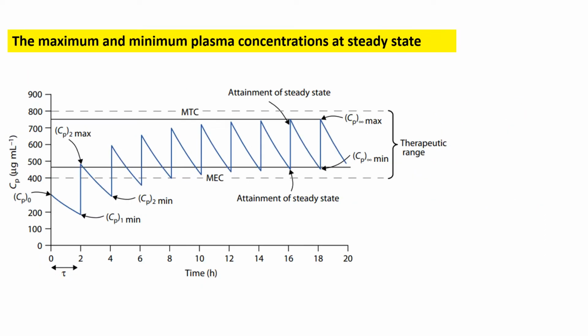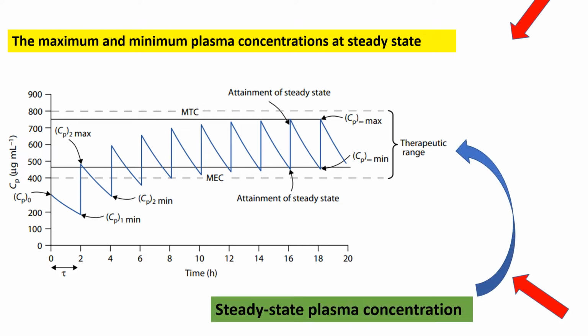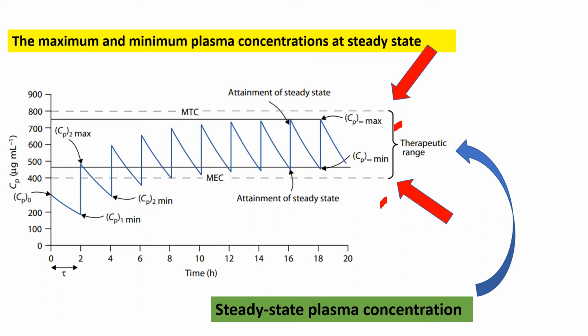So till now we have discussed the steady state plasma concentration. We can see here the SSPC, that is steady state plasma concentration, and we have 2 points here. One is the max and another is the mean. So this is the max here, and this is the mean. The concentration above this is toxic and below is subtherapeutic. This is the toxic concentration and this is the minimum effective concentration. So that we should keep in our mind.